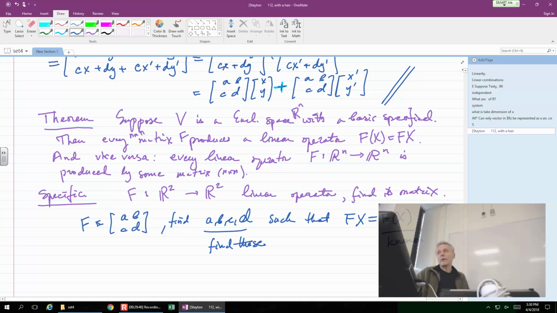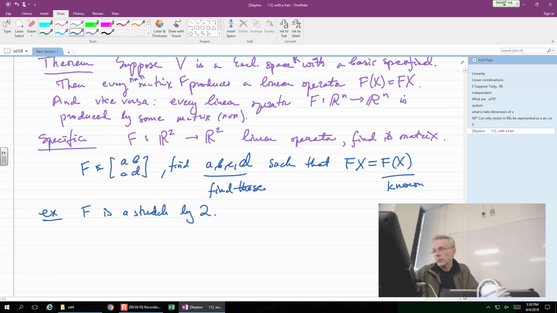So based on our information about how inputs produce outputs, we need to find this particular way how it is done. How can we? Well, let's maybe not try to guess how it's done. Let's do a couple of specific problems, specific operators. For example, f is, once again I describe it verbally, a stretch by 2. Okay, so let's find a matrix for it.